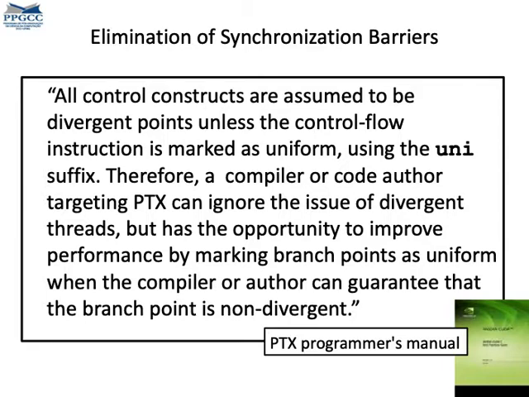The first optimization is simply removing synchronization barriers at the end of uniform branches. I call uniform a branch that is controlled by a uniform predicate. This optimization is described in NVIDIA's program manual. I've copied the important part here.